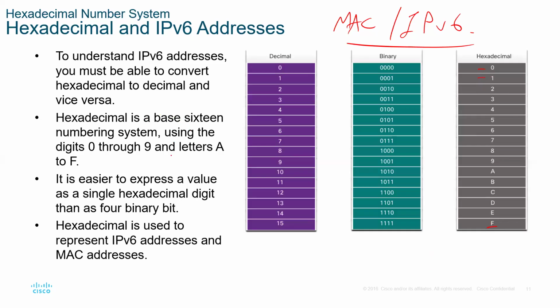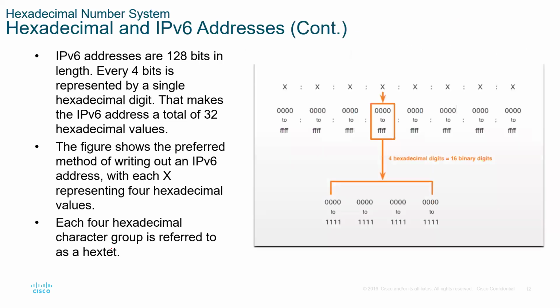Hexadecimal is a base 16 number system using the digits 0 through 9 and letters A to F. It is easier to express a value as a single hexadecimal digit than as 4 binary bits. Hexadecimal is used to represent IPv6 addresses and MAC addresses. Okay. So here we have seen a conversion from 0 in 4-bit binary to 0 in hexadecimal. Let's move and see how we convert from hexadecimal to decimal, or to binary if there is need.